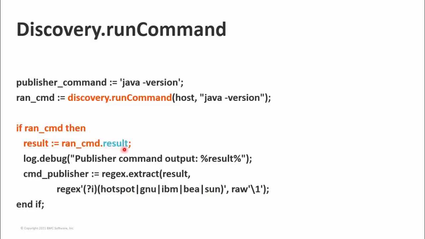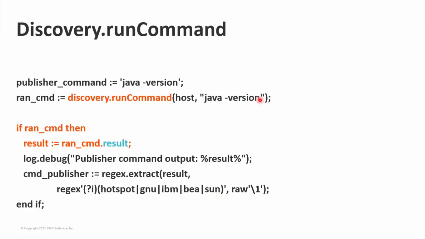here in blue. So here we are saying that the publisher command is Java-version. Actually, this isn't doing anything yet. It's just assigning a value, a string, to publisher command. Then we call discovery.run command. The arguments are the host node where you want to run the command, and then the command, which is here Java-version.